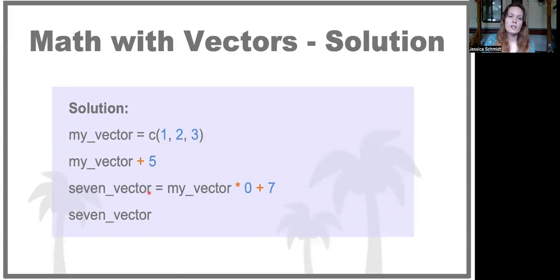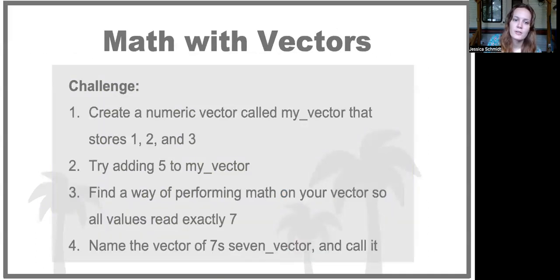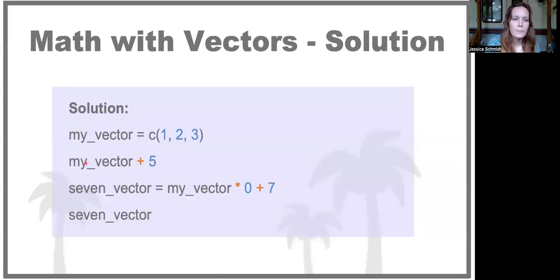Okay, so the first thing we were asked to do is to just create my_vector as a list of 1, 2, and 3. That's correct. And then I wanted to add 5 to my_vector. So I did this, and then R added 5 to each value. So it gave me 6, 7, and 8, which is pretty cool. So we can do math on the vectors.